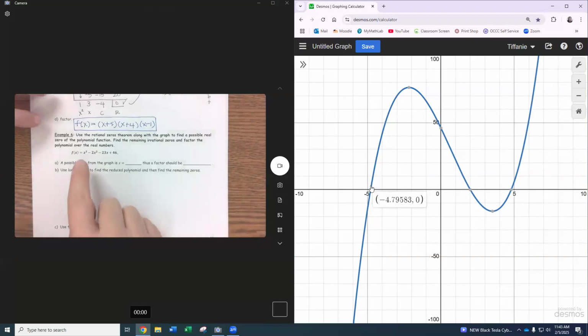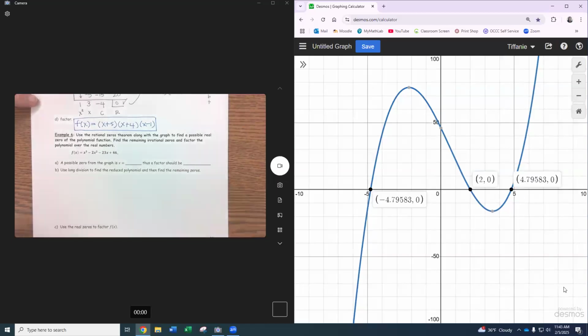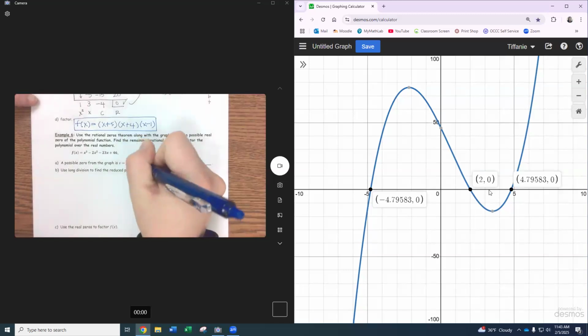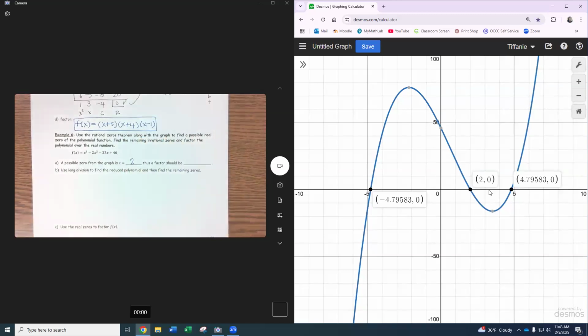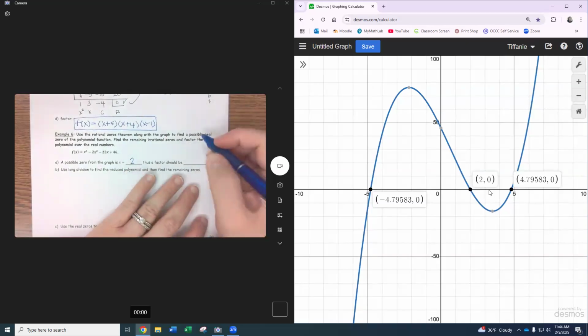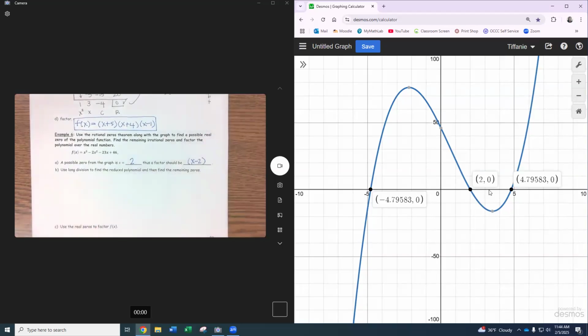So I can see I have an x cubed here, which does mean I should have at most 3 zeros. And I can see those 3 zeros. That is crossing this intercept, or this x-axis, 1, 2, 3 spots. Now, only one of them gives me a nice clean number, and that's this 2 right here. So we know a possible 0 from the graph is x equals 2. Thus, the factor should be, switch that sign, x minus 2.